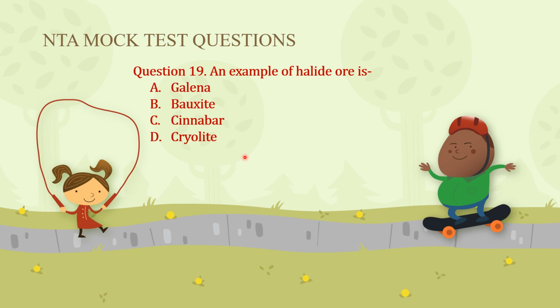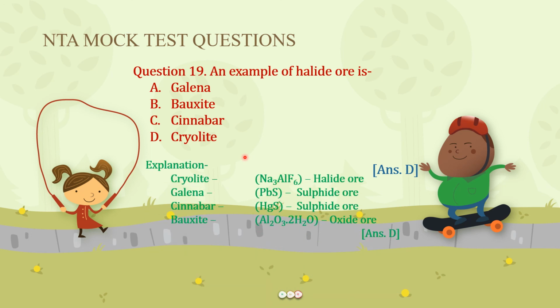All right, so the correct option to this question is going to be D choice. Cryolite is a halide ore. So let me give you the constitution of all these ores over here. Cryolite is Na3AlF6. So this is a halide ore. We have fluorine over here.